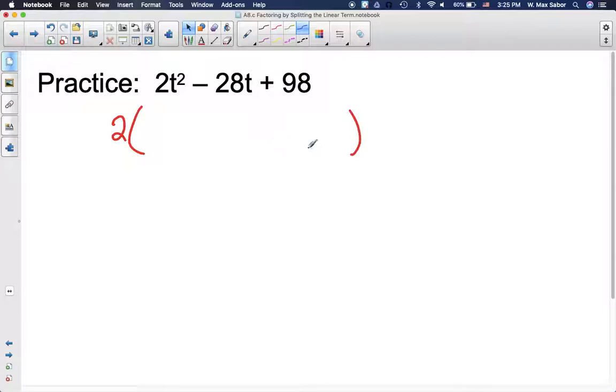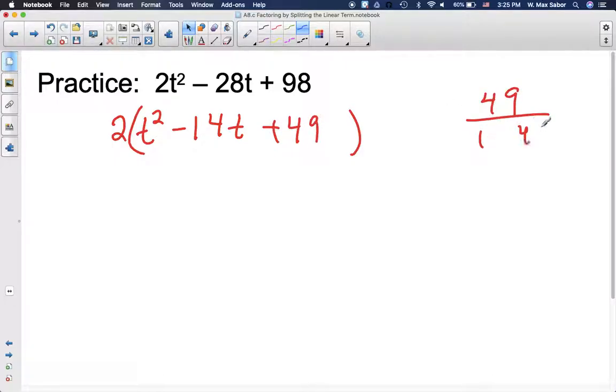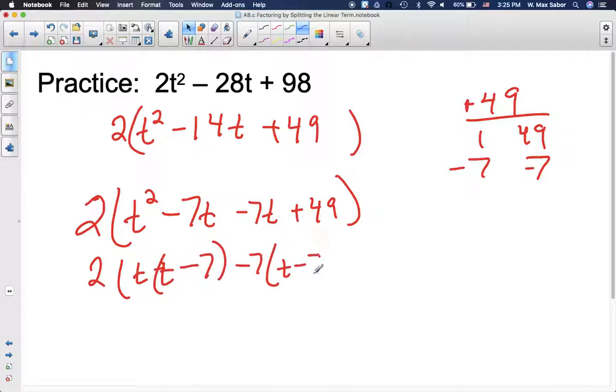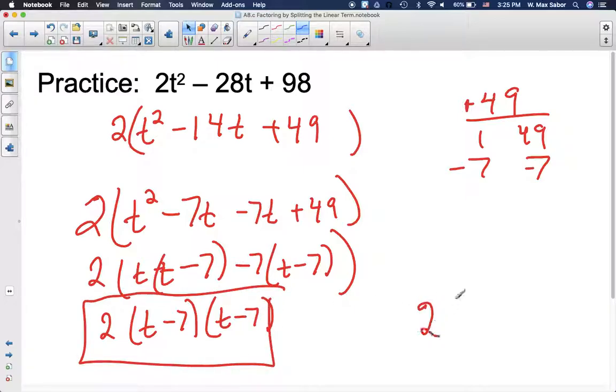Same thing here with 2 times t squared minus 14t plus 49. The numbers that multiply to 49 are 1 and 49, or 7 and 7. In this case, it'll be negative 7 and negative 7 to get positive 49 and negative 14. So 2, t squared minus 7t minus 7t plus 49 is 2, t times t minus 7, minus 7 times t minus 7. And now we have t minus 7 times itself. I would accept this, or even better would be 2 times t minus 7 squared.